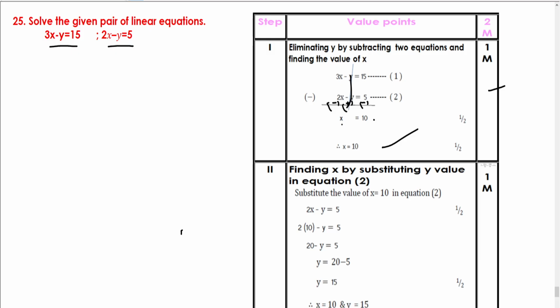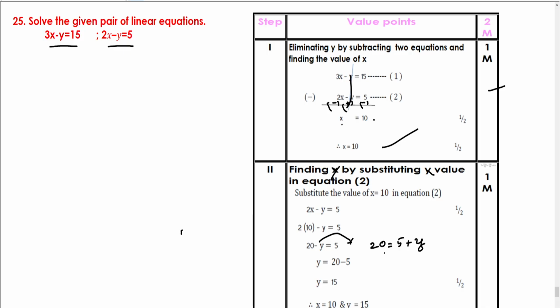Finding y by substituting the x value. Putting the x value in equation number 2, 2x minus y is equal to 5. So x value we got as 10. Put x, 20 minus y is equal to 5. Observe here. You have to take this minus y to the right. What does it become? Plus y. 20 is equal to 5 plus y.